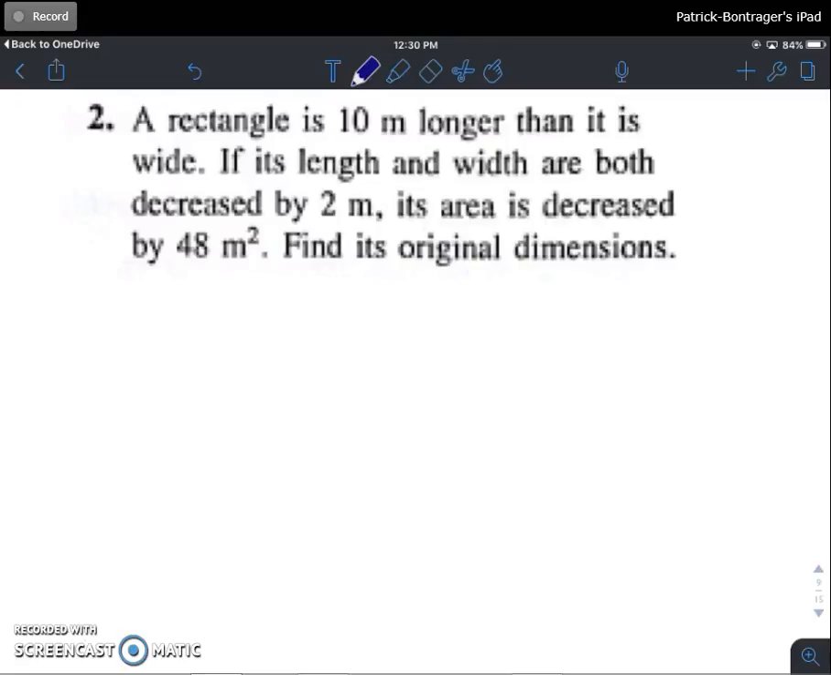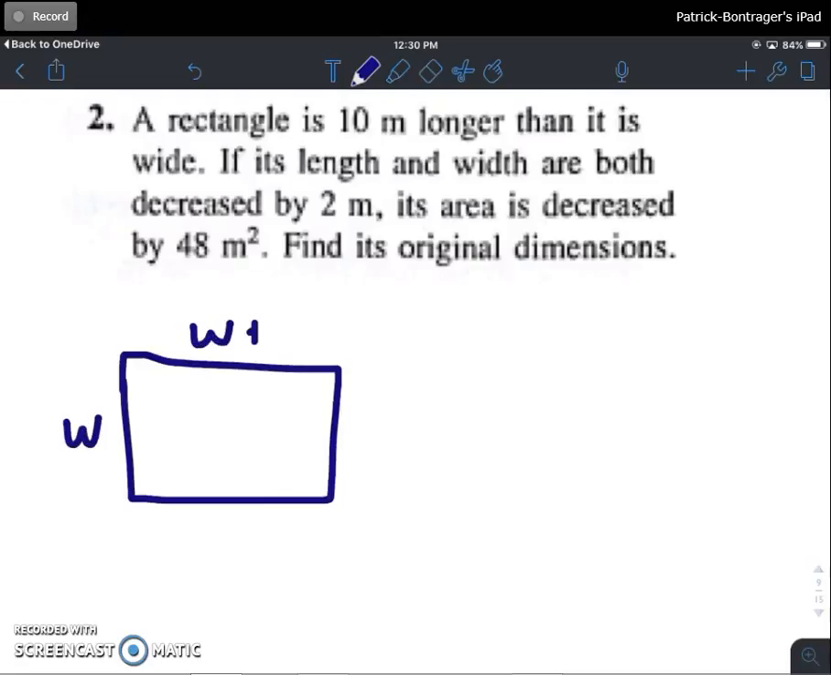I like drawing the before and after picture. So here's my rectangle. Okay, it is 10 meters longer than it is wide. So this is wide, this is width plus 10 would be my length. All right. So I'm going to make a new triangle, or new rectangle.